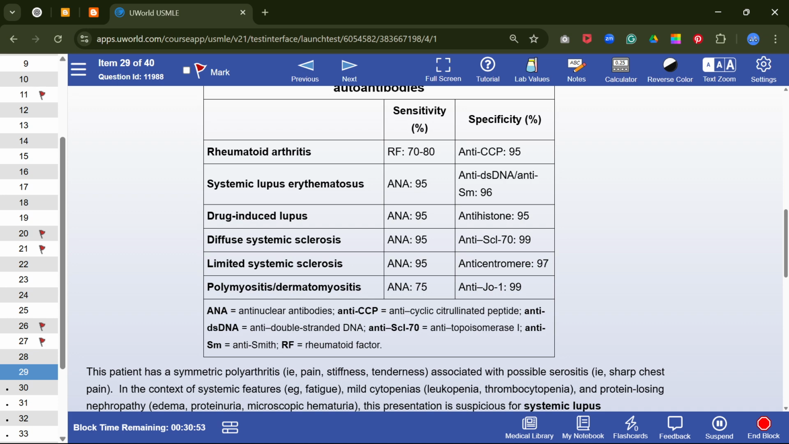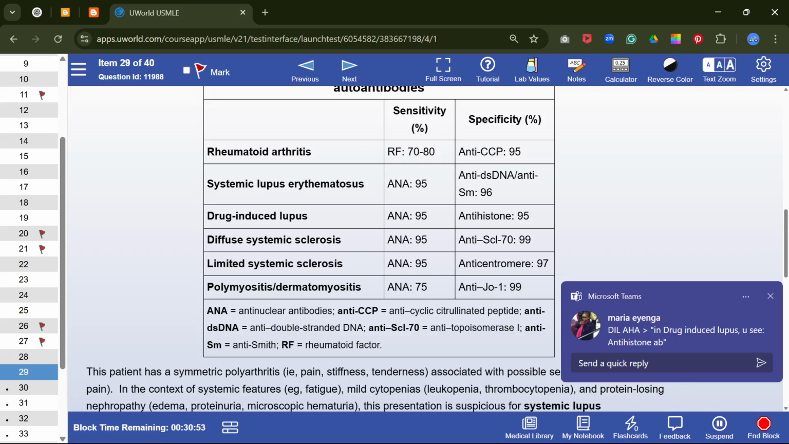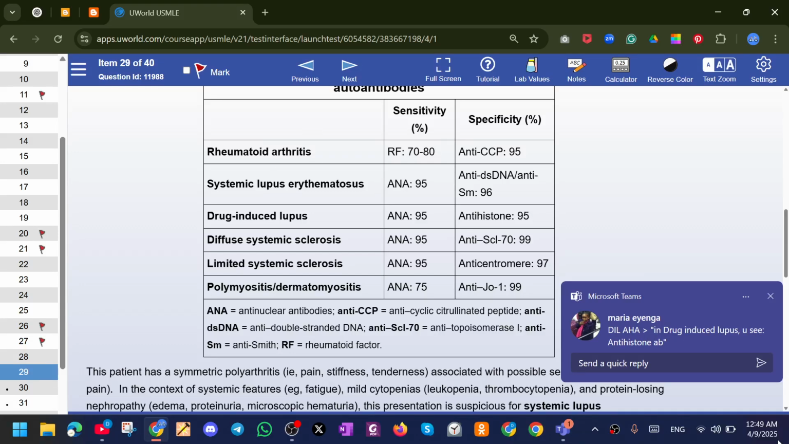Usually in lupus, most of the time we think that it is ANA and this and that. Sometimes a drug is the factor, and the drugs are procainamide, hydralazine. You know the drug.